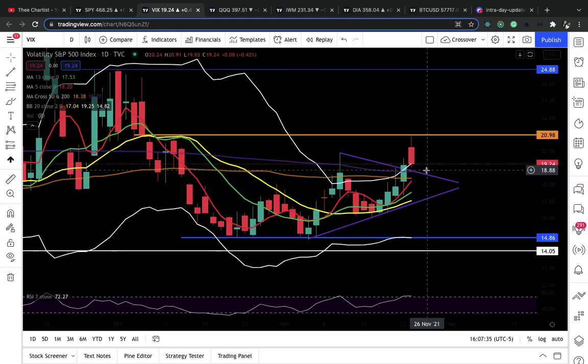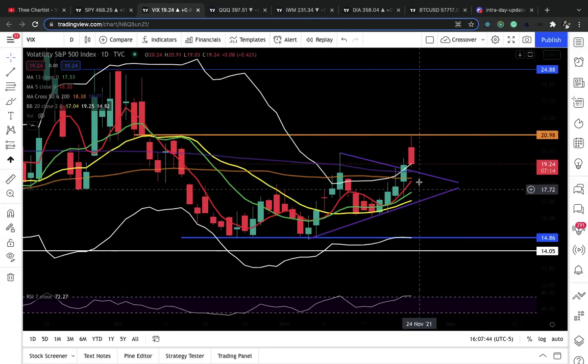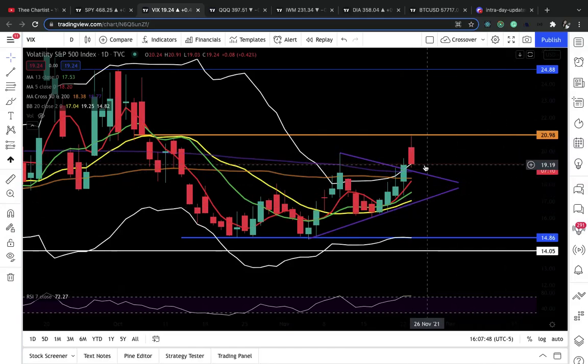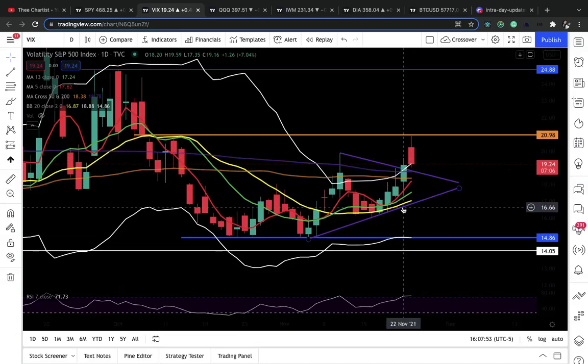Okay, so VIX so far is bullish. It's showing us bullish price action on the VIX. You guys can clearly see that yourself. It's above all the moving averages, and we got the second close above the breakout level. So no false breakout just yet.